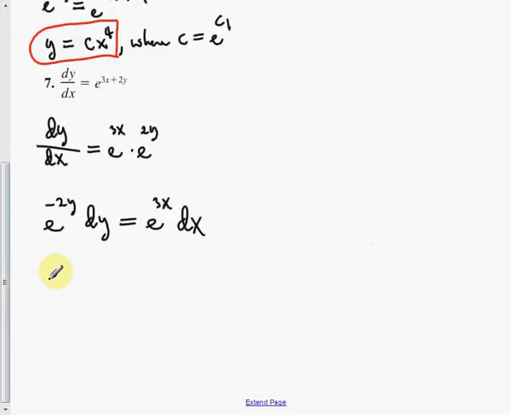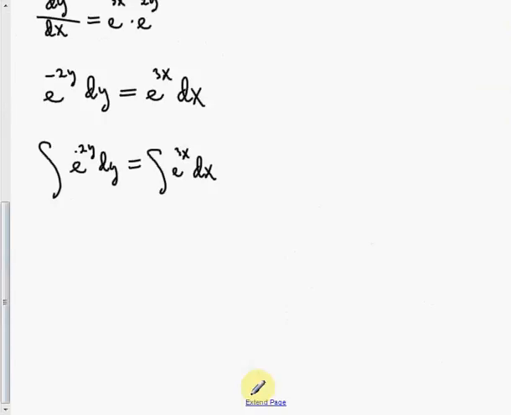Right? So now we integrate. We do not hesitate. We integrate. So do a u du on that e to the negative 2y, and also do a u du on that e to the 3x. So here, you kind of know what's happening. So this is negative 1/2 times e to the negative 2y is equal to 1/3 times e to the 3x plus some constant. Right? That's a negative there.